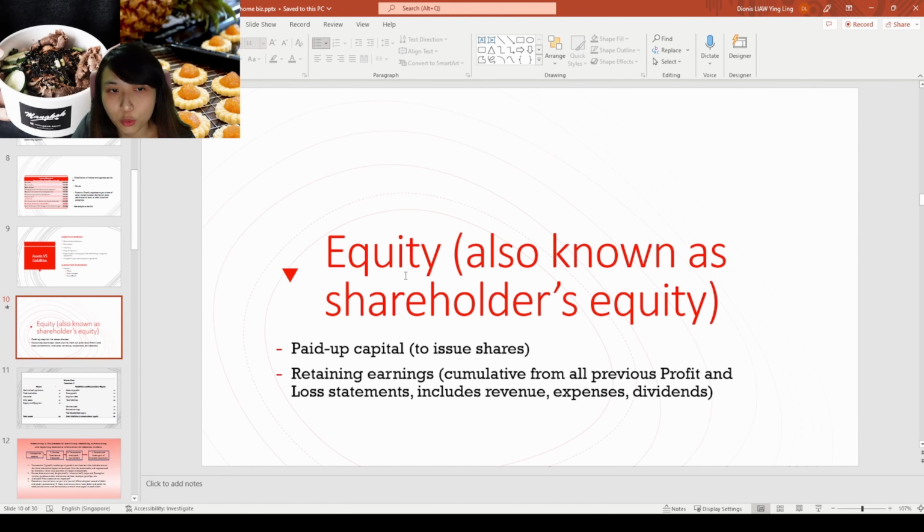Lastly, we come to equity, also known as shareholders' equity. Usually when you incorporate a business, you need to come up with some amount of capital. As a sole proprietor, even if you do a home-based business, you also need some amount of capital. This is called the equity, paid up capital to issue shares. You can do this kind of accounting on your own. Then any earnings throughout the years is called retained earnings, cumulative from all previous profit and loss statements, and includes revenue, expenses, and dividends.